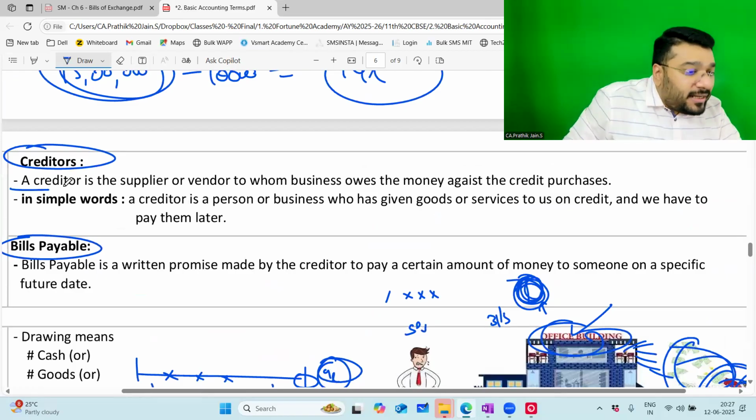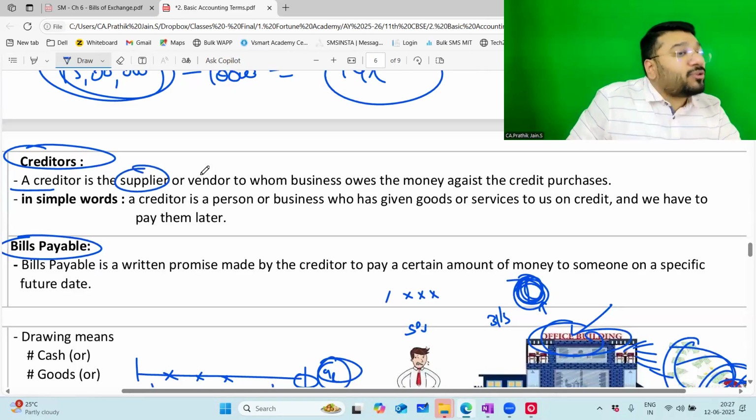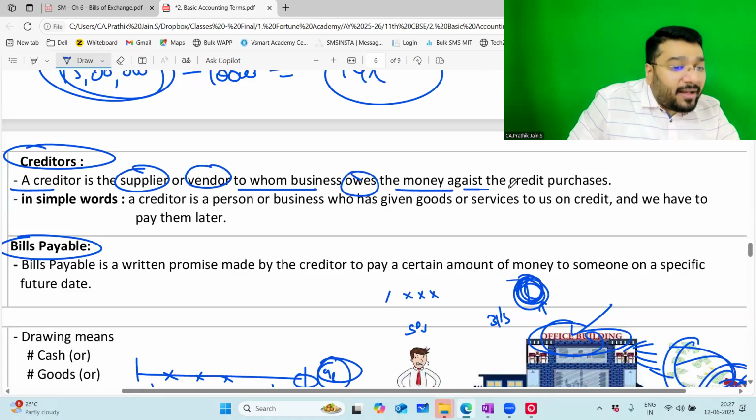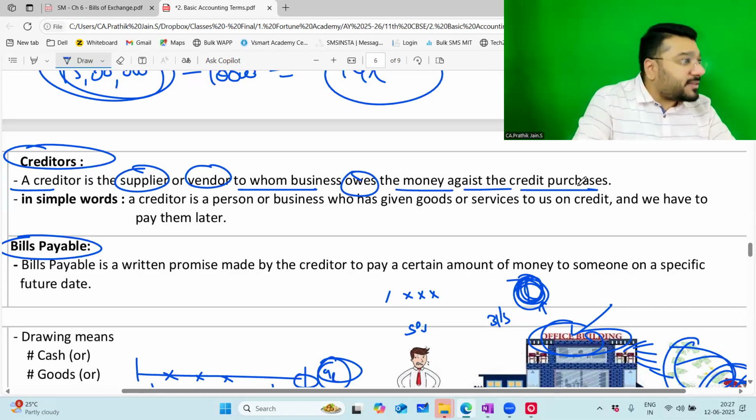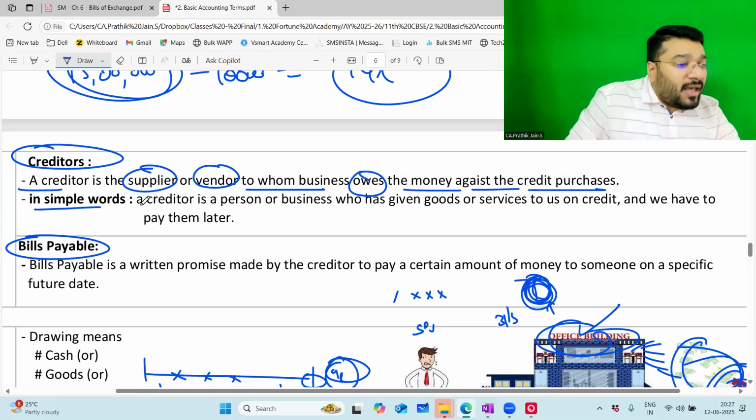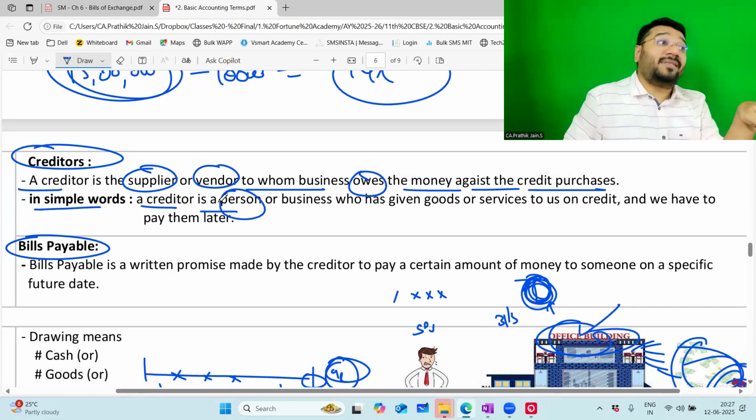So basically, a creditor is nothing but a supplier who supplied the goods. He's a vendor who supplied the goods to the business, and the business owes the money against the purchases that we have done on credit basis. In simple words, a creditor is a person. This creditor could be either a person or a business also.